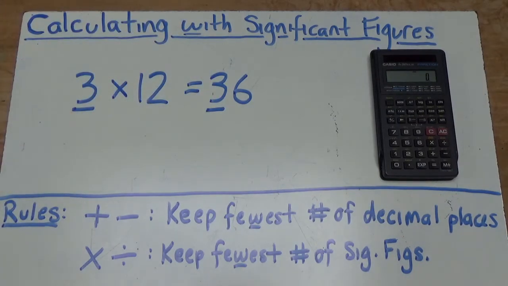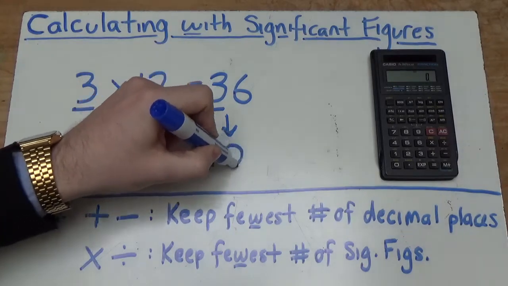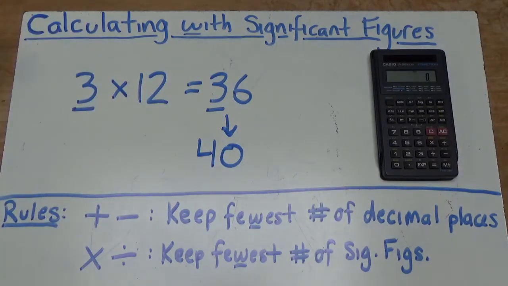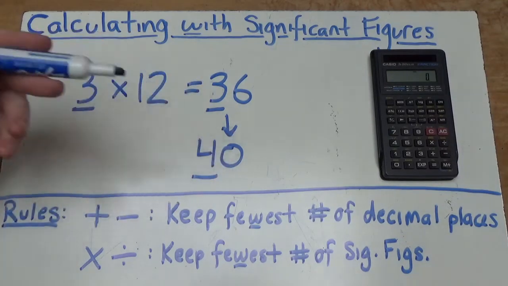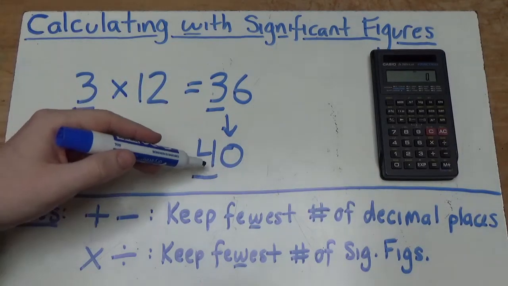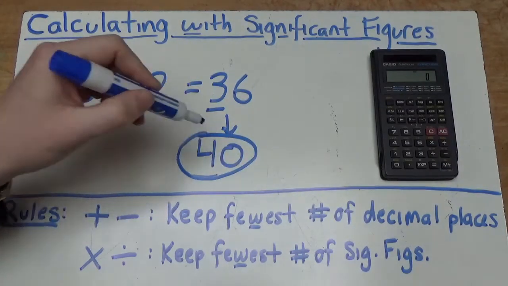As weird as this might feel the first couple times, we're going to have to follow our rules of rounding. 36 is going to have to be reported as 40. 40 has one non-zero, and it has a trailing zero with no decimal point, leaving it with one significant figure, and this suits my rules.